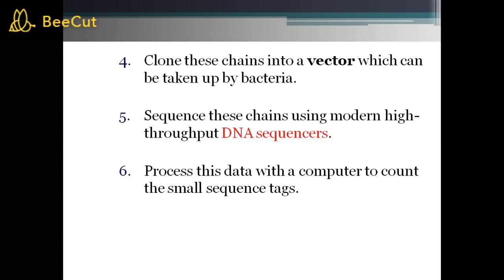Then next, clone these chains into a vector which can be taken up by the bacteria. So we have to clone this concatemer into a vector that can be accommodated or taken by the bacteria. For this we can use the plasmid or any other vector. Then next, sequence these chains using a modern high throughput DNA sequencer.